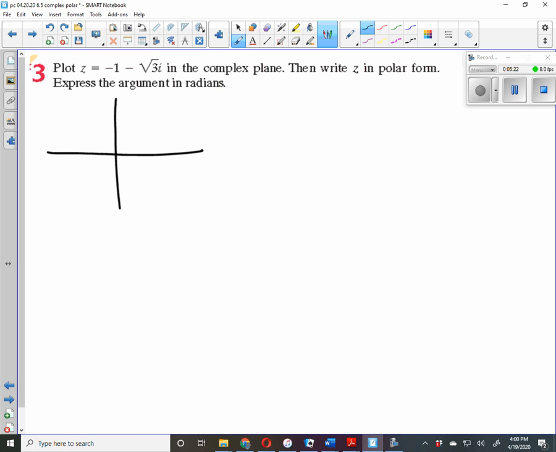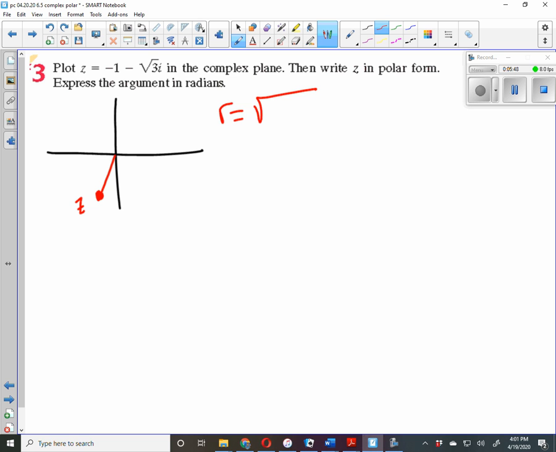We know that this is going to be negative 1 down square root of 3i, right? Square root of 3 is going to be a little bit less than 4. So this is going to be down here. And if you want to draw the visual here, you've got the r is also there. We need to write it in complex form, so we've got to first find r.